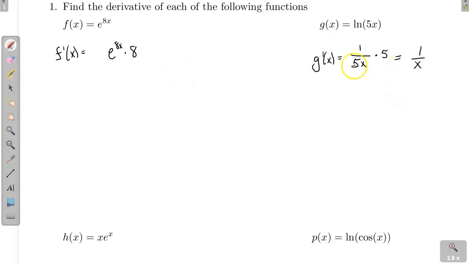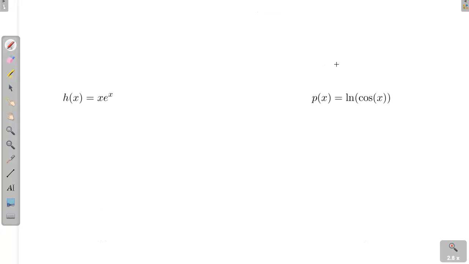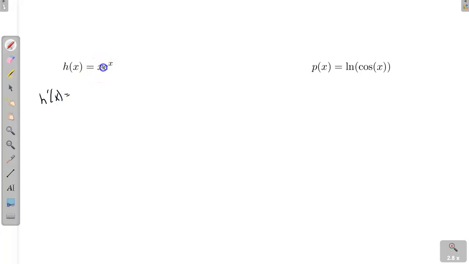All right, so these are our basic exponential and log derivatives, just remembering that if there's an extra number or anything in the parentheses or the exponent, you have to do the chain rule. All right, for h of x, we have x times e to the x. So for this one, we have to do the product rule.